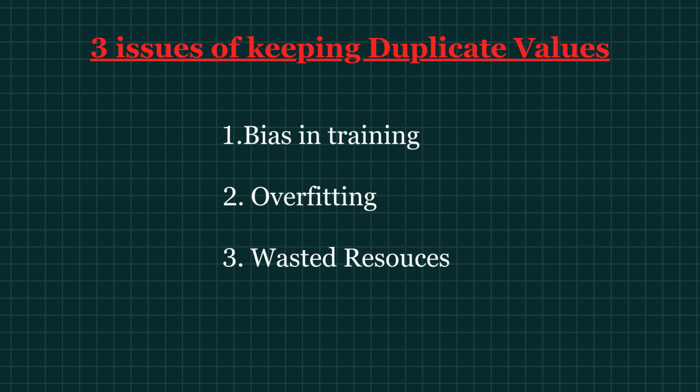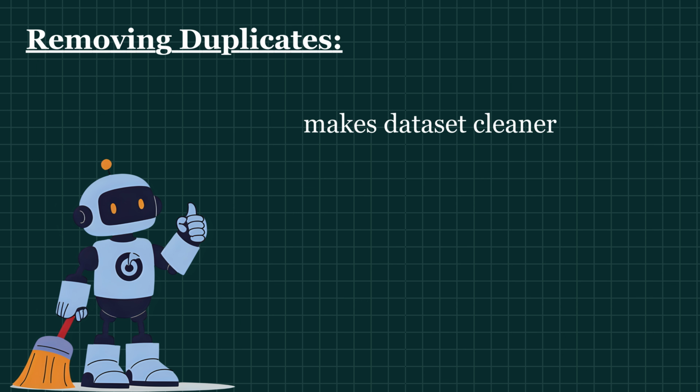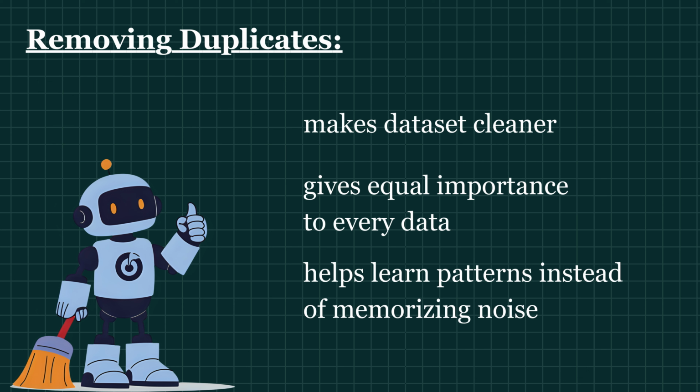Wasted resources. Duplicates don't add any new information. Instead, they just make the training process slower and more memory hungry without improving accuracy. Removing duplicates makes our dataset cleaner, ensures every data point has equal importance, and helps our model learn real patterns instead of memorizing noise. That is why duplicate values are bad, and we always clean them before training a machine learning model. Okay, now let's get into handling duplicate values in a dataset.